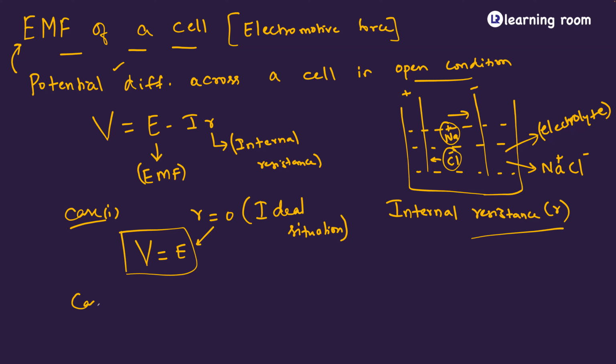The second case is, let's say r is not equal to 0, but I is equal to 0. What is the meaning of I equal to 0? It is open condition. When can current not flow through a circuit? Only when it is open, right? So this is the meaning of open condition. When I put I equal to 0 here, V will be equal to E, and this is the definition I gave you. So EMF is equal to the potential difference across a cell in open condition. Are you able to understand this? Please make a note of this.